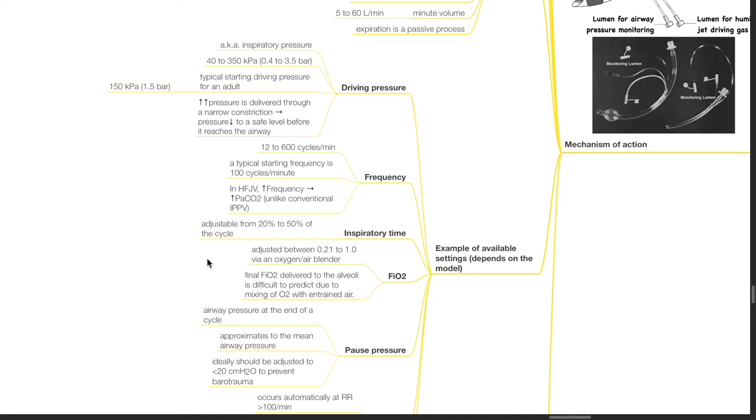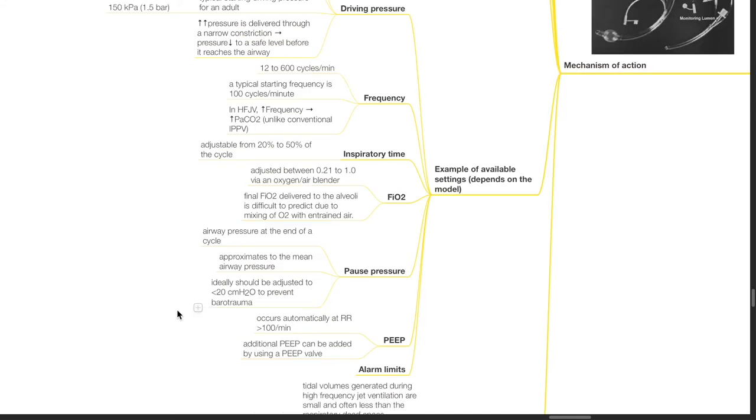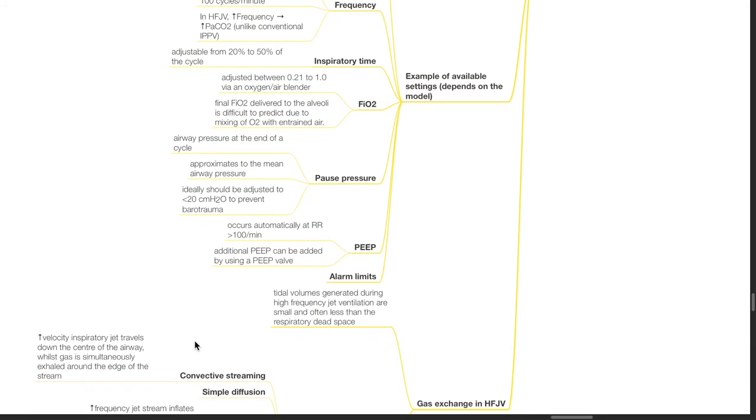FiO2 is adjusted between 0.21 to 1.0 via an oxygen air blender. The final FiO2 delivered to the alveoli is difficult to predict due to mixing of oxygen with entrained air. The pause pressure is the airway pressure at the end of a cycle and approximates the mean airway pressure. Ideally, this should be less than 20 cmH2O to prevent barotrauma. PEEP occurs automatically at a respiratory rate of more than 100 per minute. Additional PEEP can be added by using a PEEP valve. Alarm limits can be set.